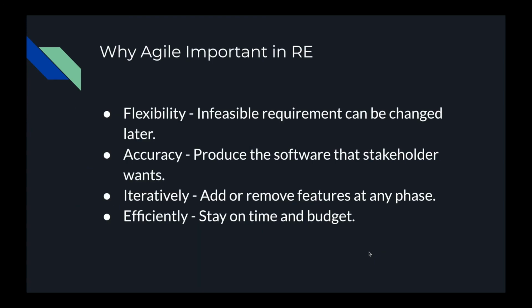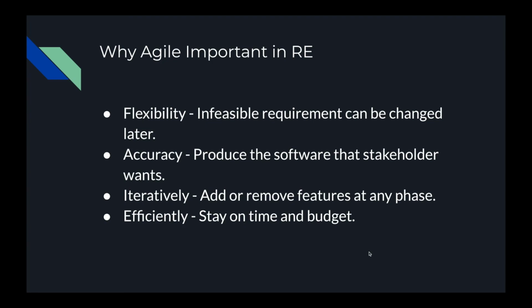So far, we have talked about Agile and requirement engineering separately. Now let's talk about why Agile is important in requirement engineering. There are several benefits. First is flexibility. Infeasible requirements can be changed later, since we're doing iterations. Second is accuracy: produce the software that the stakeholder wants.